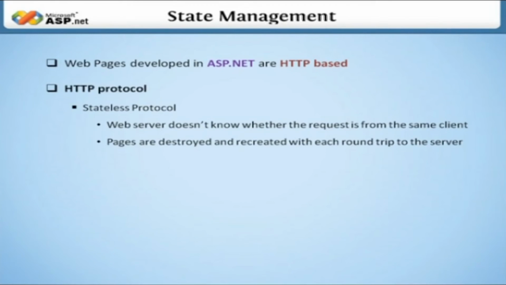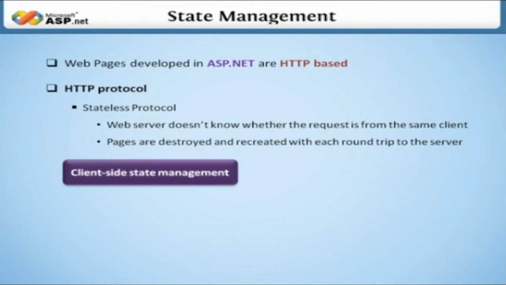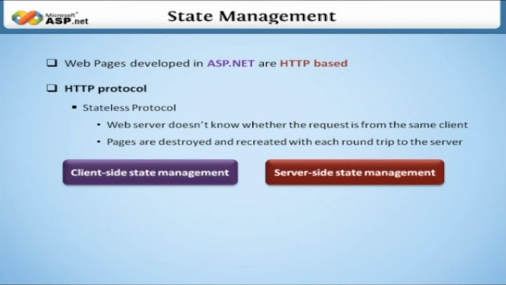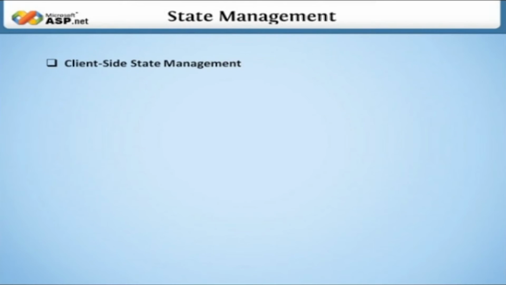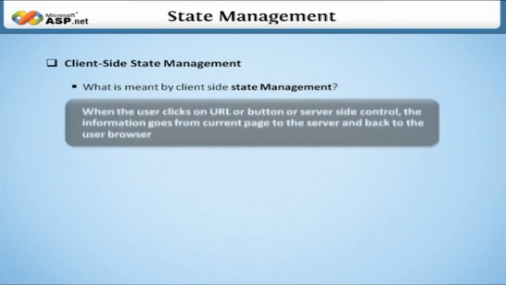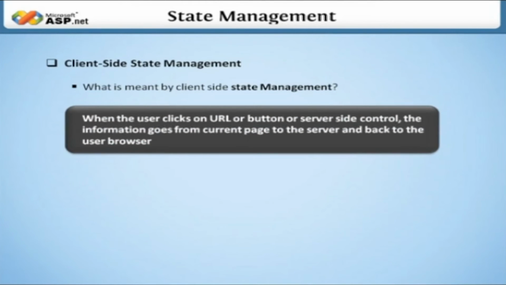ASP.NET provides two different ways to manage state in a web application, and they are client-side state management and server-side state management. Let's start with client-side state management. Now, what is meant by client-side state management? Well, when the user clicks on a URL or button or server-side control, the information goes from the current page to the server and back to the user's browser.